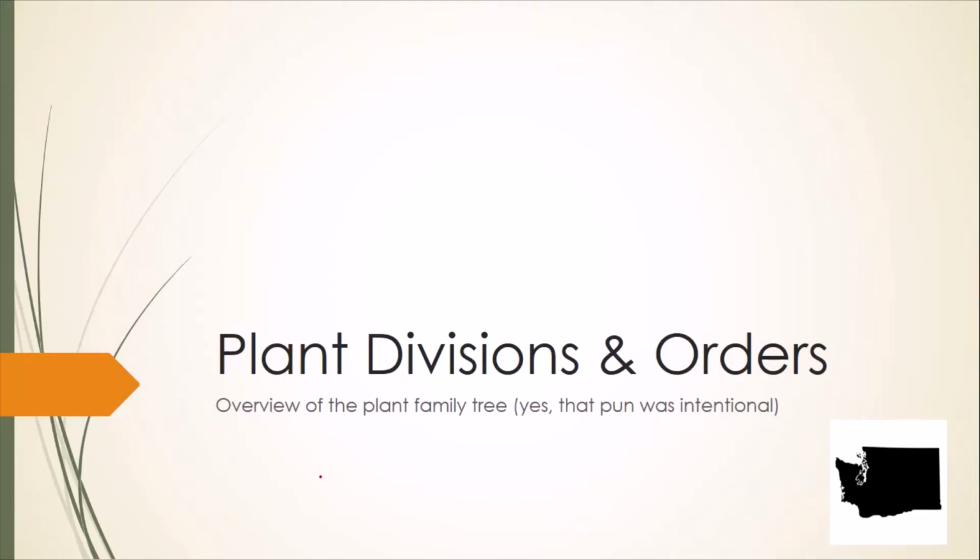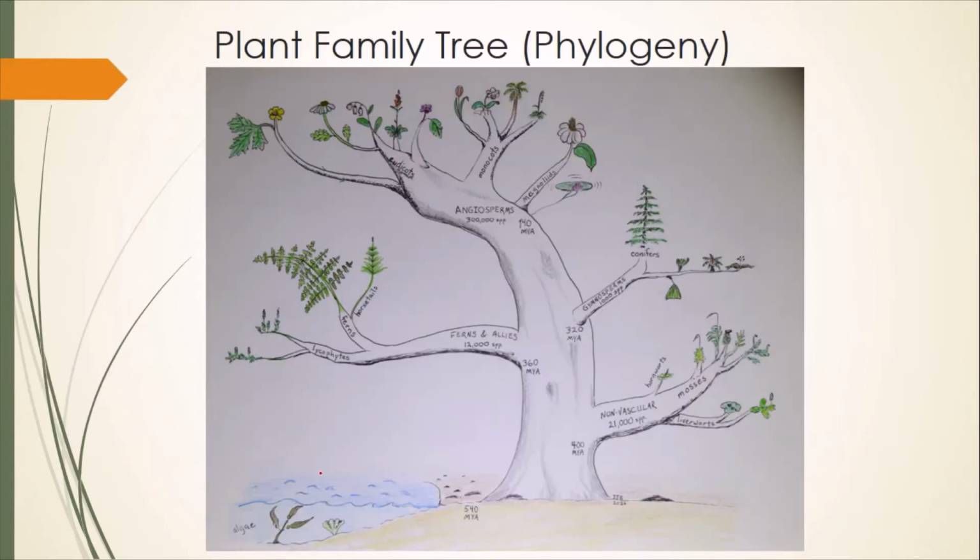So I want to start with an overview of the major divisions, the four major groups, and even some of the orders within those, just really a broad scale look at the plants and their family tree. I know, punny. Family tree, good name for it. Phylogeny is another name for this sort of representation to show how different plants are related to one another. So that's mainly what I want to describe here.